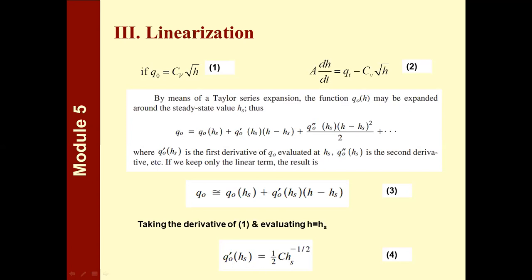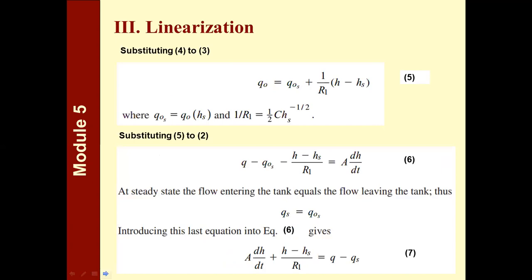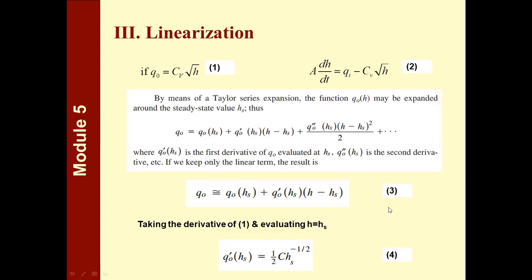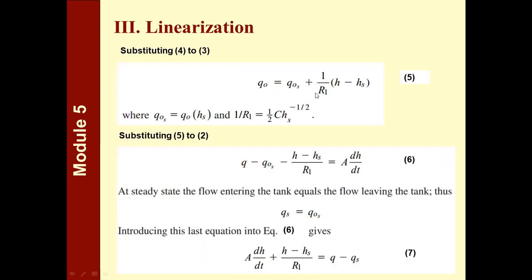This one, the 1/2 C sub HS raised to negative 1/2 will be substituted in here in the Q sub O prime at H sub S. So if we move further in our derivation, you will have this particular equation now. Substituting 4 to 3. So this 4 is substituted to equation 3. So your equation 3 becomes this one, equation 5.